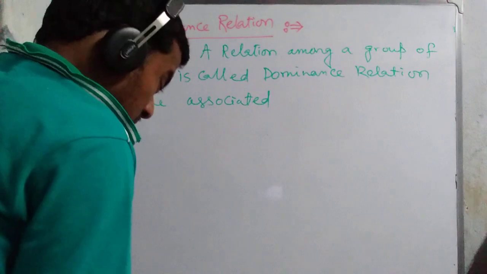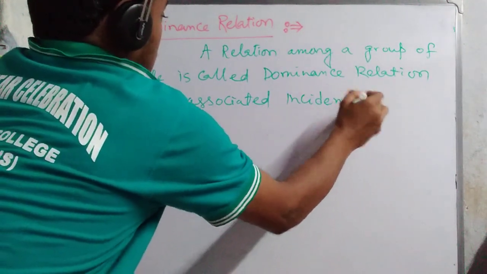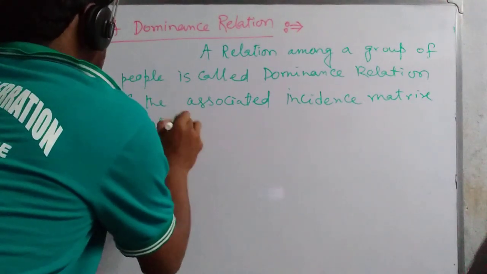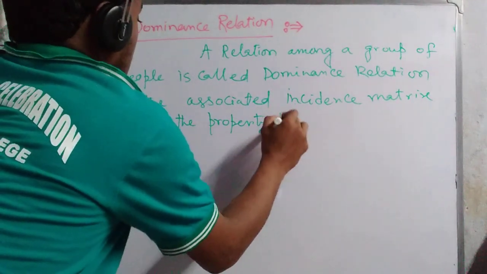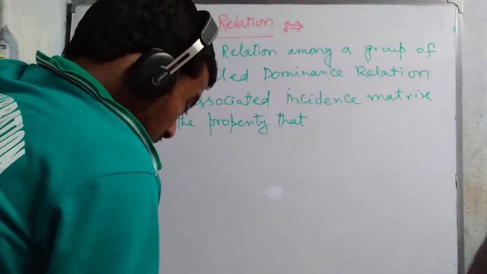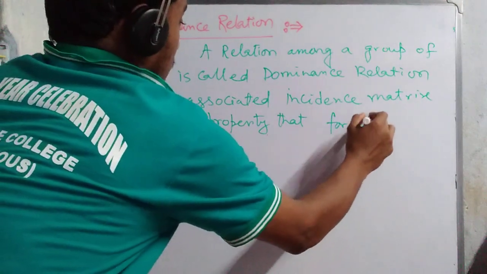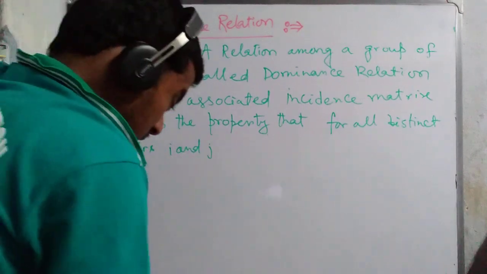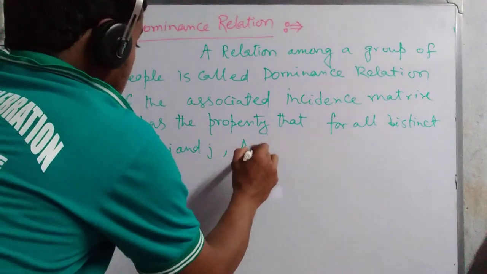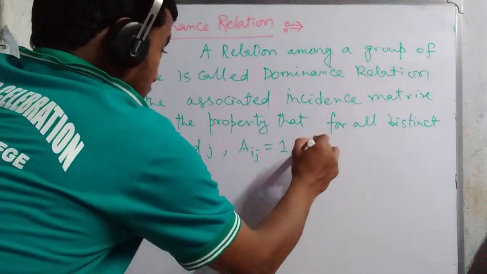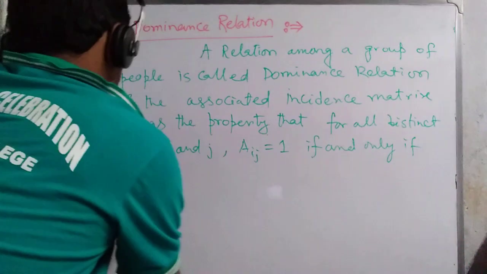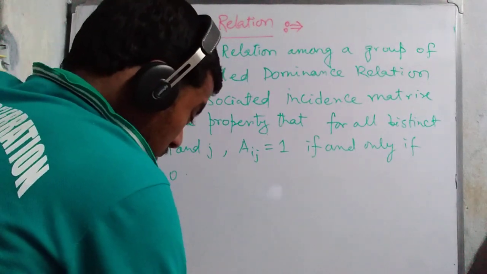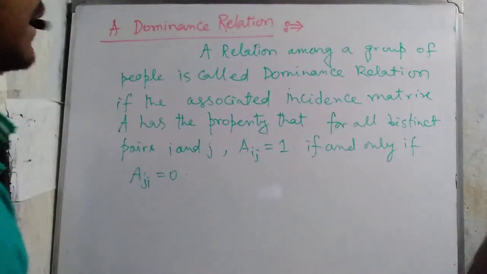If the associated incidence matrix A has the property that for all distinct pairs i and j, Aij equal to 1 if and only if Aji equal to 0, that means in any two people, exactly one of them dominates the other. So we write it in short.